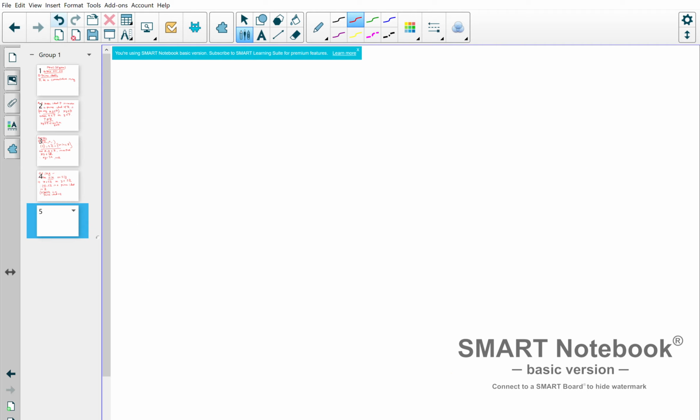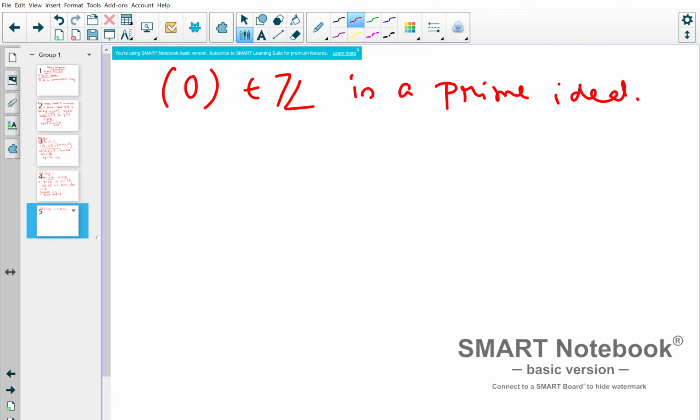Now maybe you can have many more examples. For example, the zero ideal inside Z is a prime ideal. What does that mean? If the product of two elements is 0, then at least one has to be 0. So this is a prime ideal. This is an example.